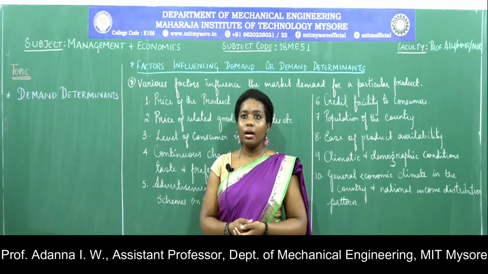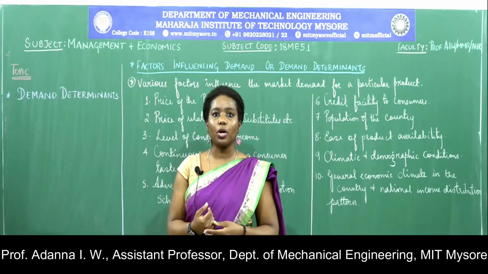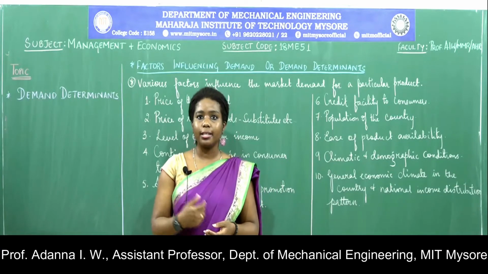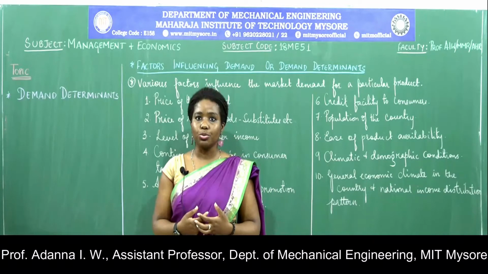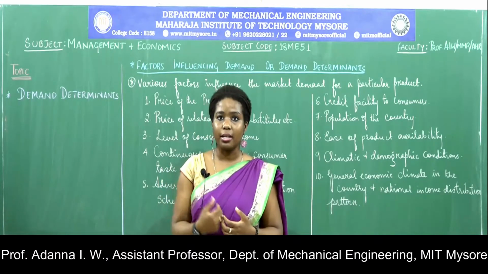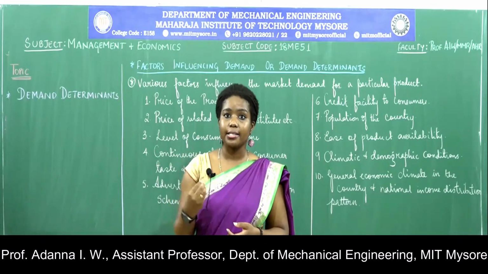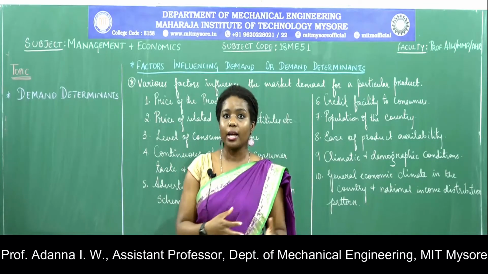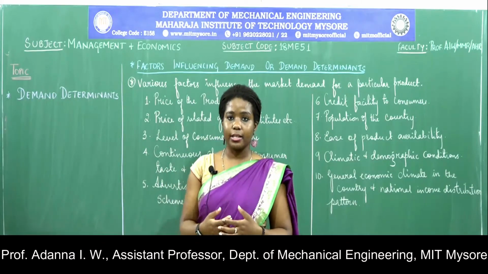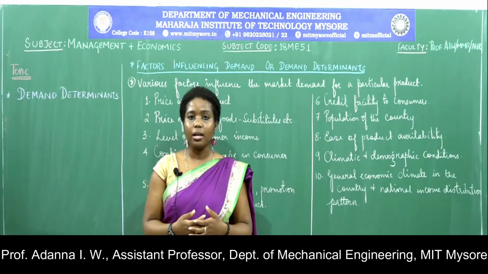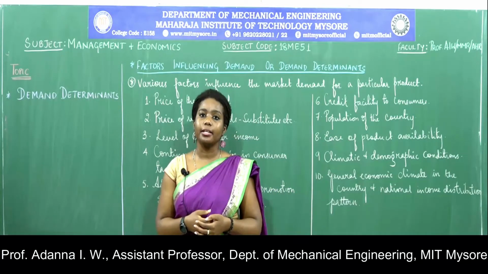You might have heard this phrase: the demand for this particular product is very high. The demand for diesel has increased. The demand for petrol has decreased. Those kinds of terms are used. How do you decide whether the demand has increased? How do you decide what is the factor that says the demand for so and so product is high or low? We do not just say it like that. It has to have some sort of backing, right? So the factors that influence the demand of a product are called the demand determinants.